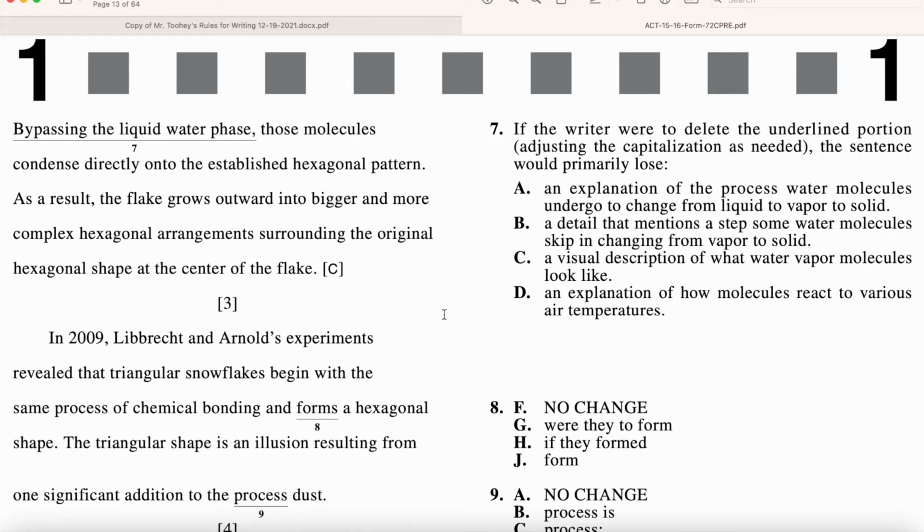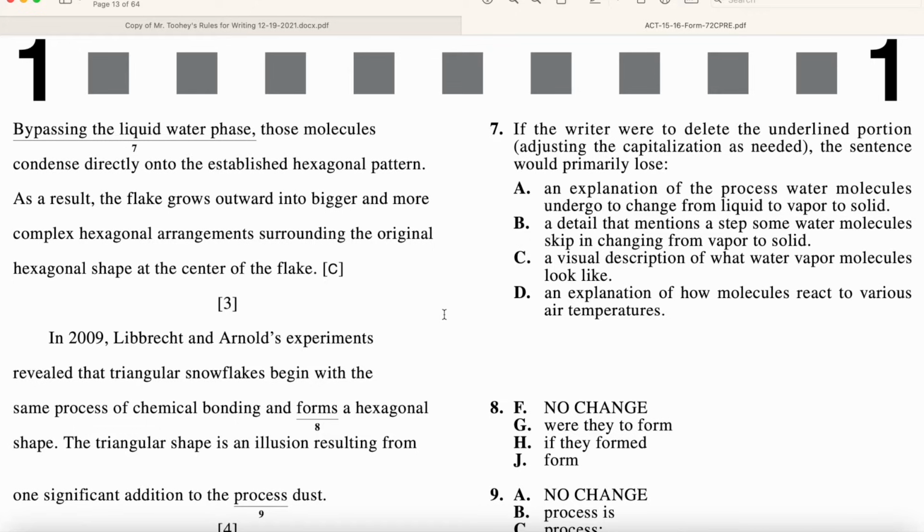Yeah. I think so. Okay. Yes, sir. It says bypassing the liquid water phase, right? So if it's going directly from vapor to solid, it's bypassing the liquid. Even if you don't fully understand the chemistry behind it, it does mention a detail at the very least of a step that the water molecules might skip. So that makes some sense. It's more of a detail than an explanation, that's for sure. So we'll keep B.